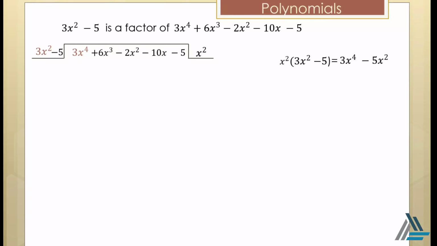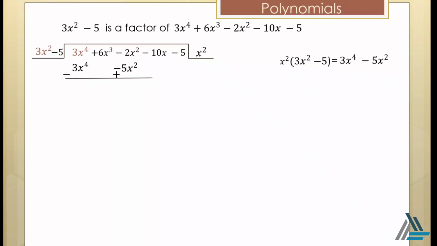Now put these values below the like terms: 3x raised to power 4 below the 3x raised to power 4, and the term of x square below the term of x square. Here we can see we have to subtract these terms. In subtraction we have to change the signs of the polynomial. 3x raised to power 4 is negative and 5x square here is positive.